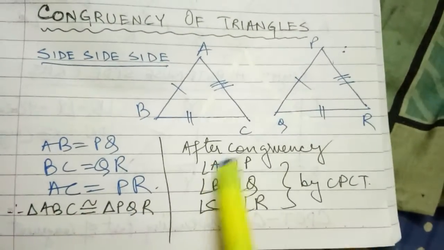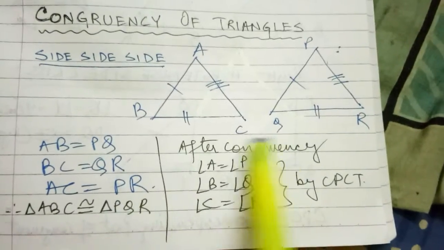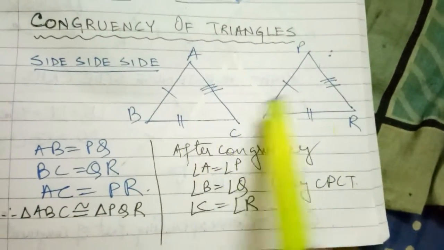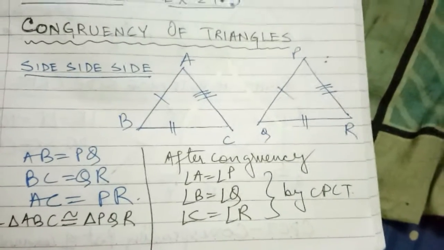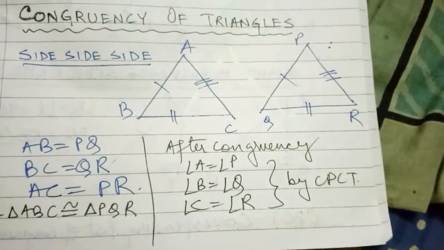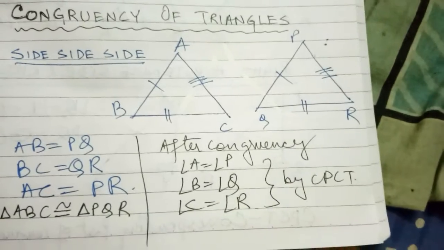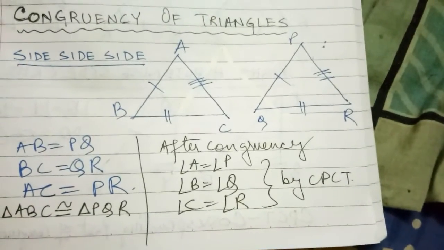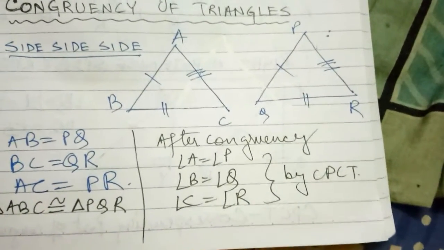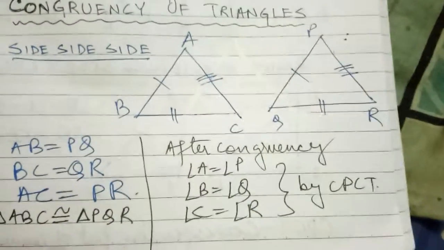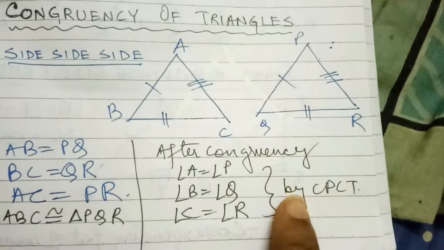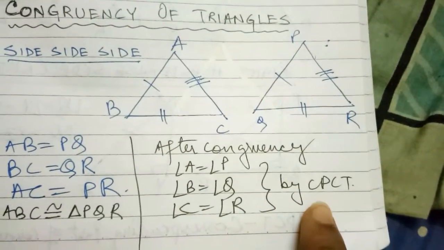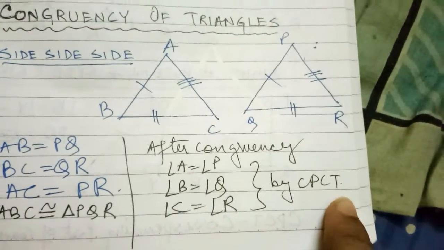Now what I've written: after making the triangles congruent, we can say that all the angles are also equal. I'm repeating one more time, only when they are congruent, not before. After making them congruent, then only we can write down that all the three angles are equal, or any other extra part that is given in the question. That will be done by CPCT. That is written as corresponding parts of congruent triangles are equal.